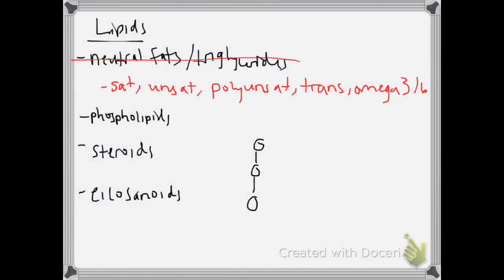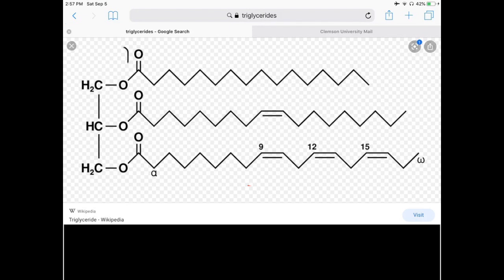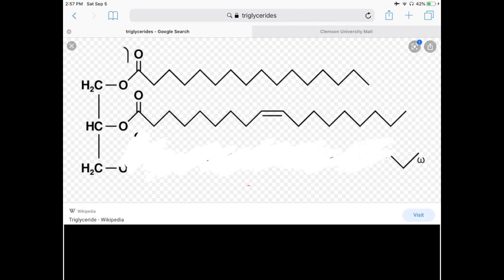We did one. We did neutral fats and triglycerides. Now we need to talk about phospholipids. Okay, so I'm just going to use this picture instead of me drawing one. If we take this and we get rid of a fatty acid, and we slap a phosphate group on it.